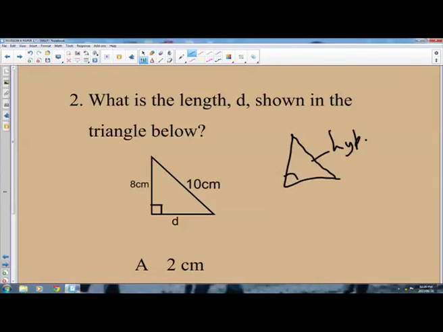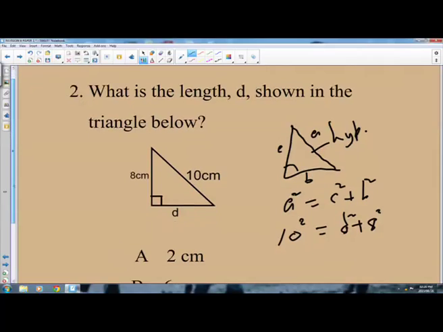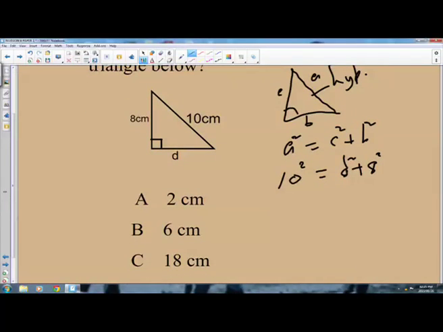It is the hypotenuse. The Pythagoras rule says, if we label this as A, this part as B, and this as C, then A squared is equal to C squared plus B squared. If we substitute in here, we can see that our A is 10. So this means 10, which is the longest side, squared is equal to D squared plus 8 squared. So this is what we have according to the Pythagoras rule: 10 squared equals D squared plus 8 squared.